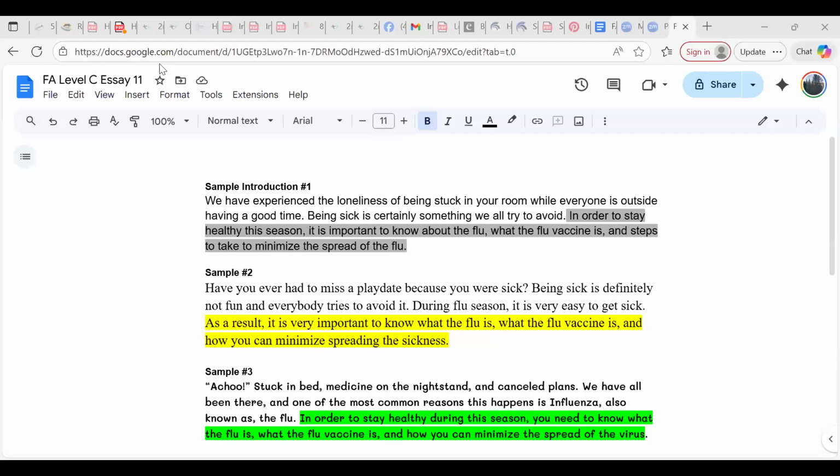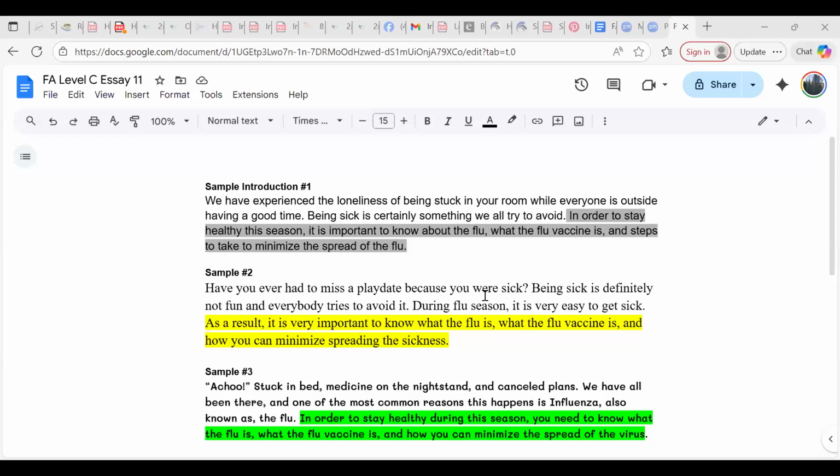Okay, so for your introduction, you do need a thesis statement and you need a little bit of background, as well as a lead. And what did this person use for a lead? We have experienced the loneliness of being stuck in your room while everyone is outside having a good time. And should that be a question? It almost seems like it should say, have you experienced, right?